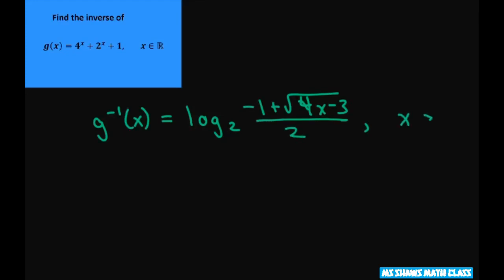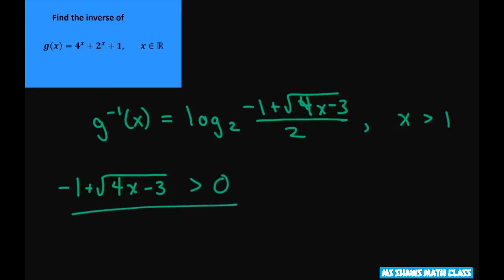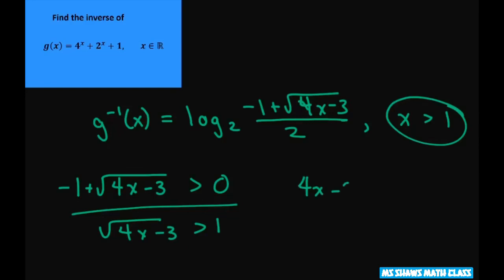Now x has to be greater than 1 because our numerator can't be 0 and it can't be negative. So we set this bigger than 0, and for that to occur, our x has to be greater than 1. So basically you could solve this out. 4x minus 3 is greater than 1. Square both sides. So 4x minus 3 is greater than 1, 4x, add 3 to both sides, is greater than 4. So x is greater than 1.